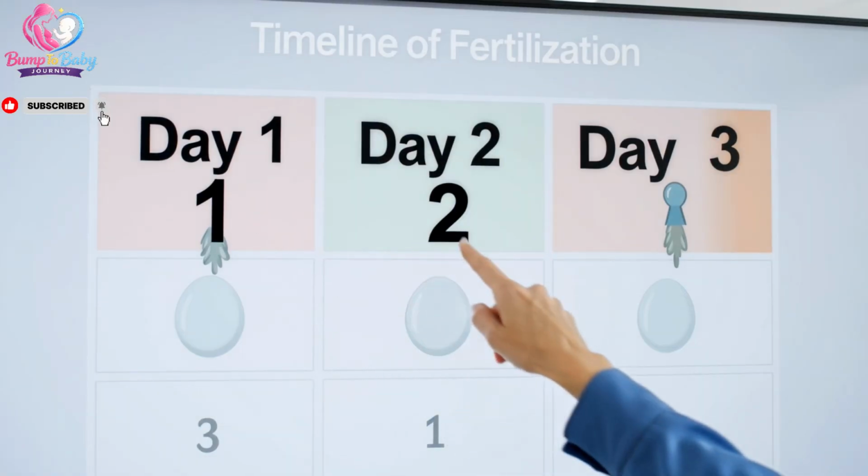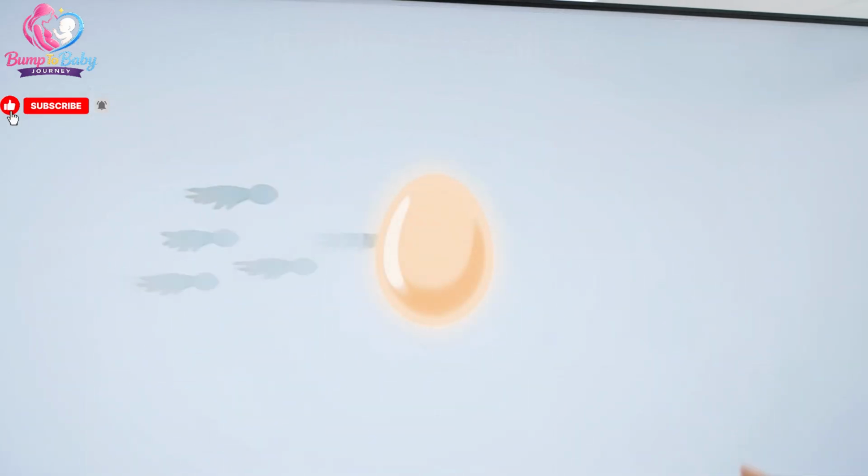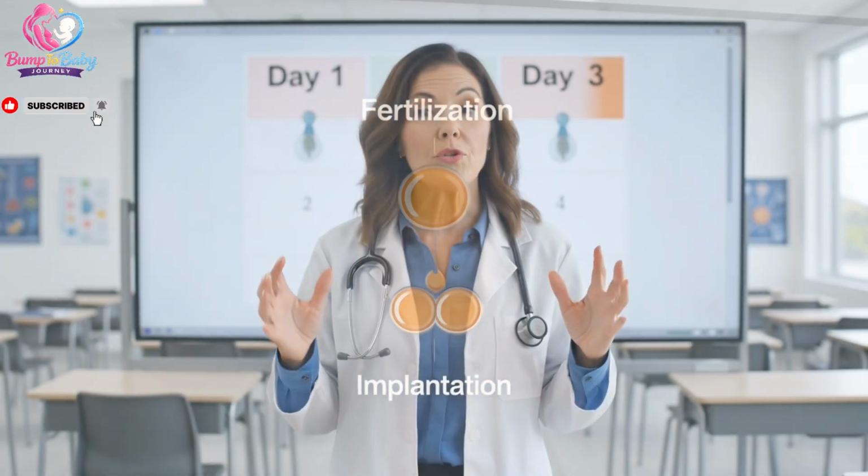By day 2, cleavage begins after the sperm meets the egg. And on day 3, the morula continues, showing the precision of early human development.